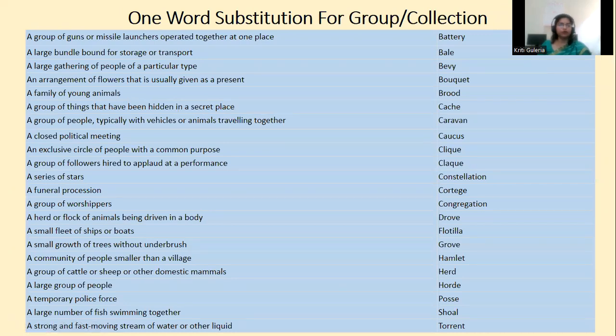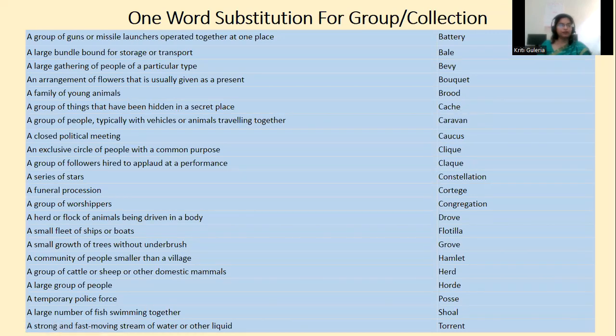Next group under one-word substitution is for a collection or group of something. So what is it? A group of guns or missile launchers operated together at one place is referred to as battery. A large bundle bound for storage or transport: bale. A large gathering of people of a particular type: bevy. An arrangement of flowers that is usually given as a present: bouquet. A family of young animals: brood. A group of things that have been hidden in a secret place: cache.